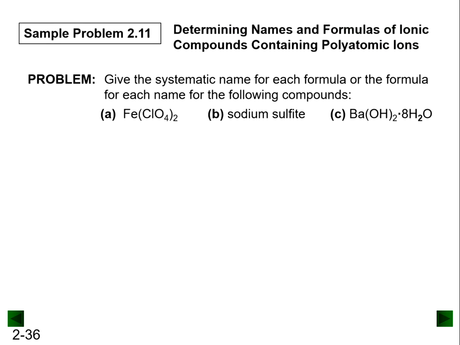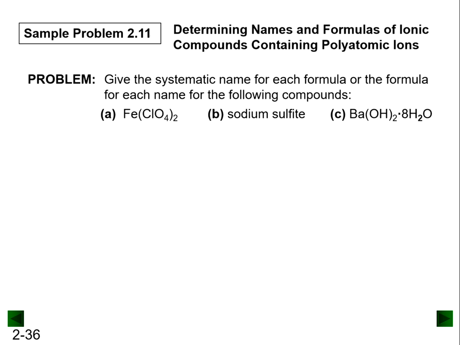So here's a chance to name compounds with polyatomic ions. Now let's take the first one, and you should do these problems on your own. But take the first one. You have iron. You can see Fe. You remember that iron has two possible charge states, so you need to indicate what that charge state is.